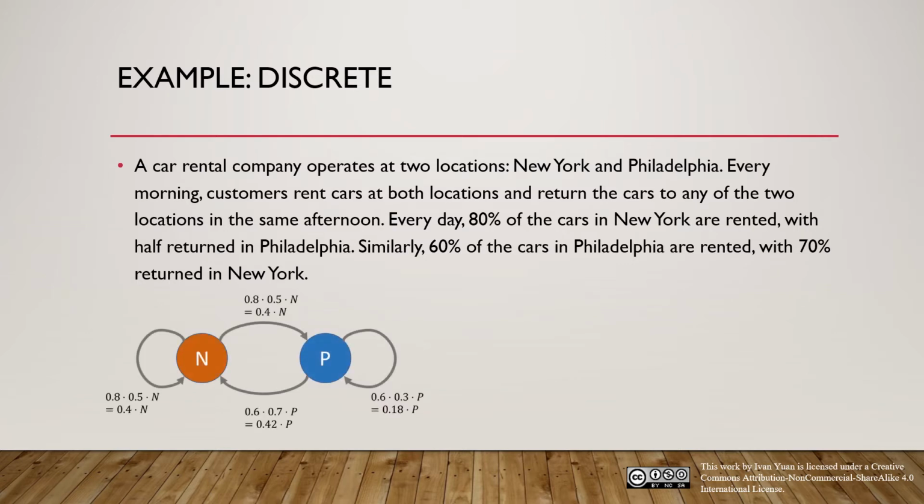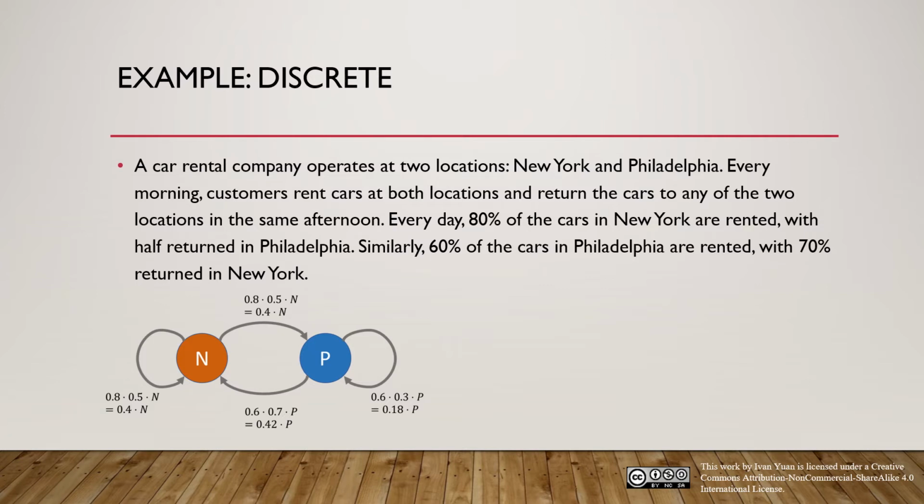N is the number of cars in New York, and P is the number of cars in Philadelphia. And we can see that every day, 40% of the cars in New York go to Philadelphia, 42% of the cars in Philadelphia go to New York, and we can also see that some of the cars left New York and came back to New York, and some of the cars left Philadelphia and came back. We don't really need to care about these two parts because they do not lead to a change in the number of cars in New York or Philadelphia.